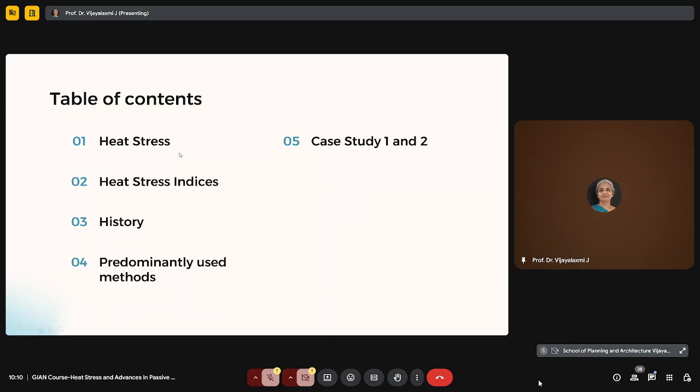So just briefly, like a recap, what is heat stress? What are the various heat stress indices? And what is the history of heat stress, so that we don't get confused. When I was studying, we had learned about effective temperature as a very good way, and then we heard about operative temperature, but we don't use those anymore. So, what is the history and what are the predominantly used methods, especially in the current context? And then the two works that I have done to understand heat stress, this is what we will see.